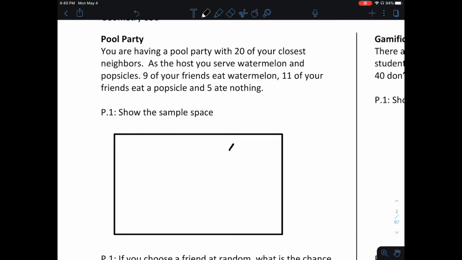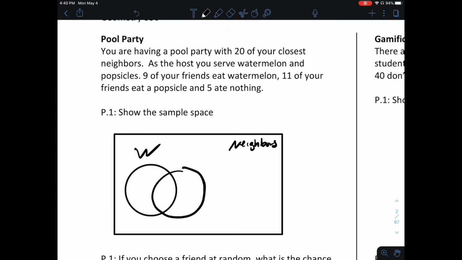9 of your friends eat watermelon, 11 of your friends eat a popsicle, and 5 ate nothing. Let's show this sample space. So we will call this neighbors. Could also call it pool party. We have some folks that had some watermelon, W. Some folks that had a popsicle, P. And then we have people that ate nothing.